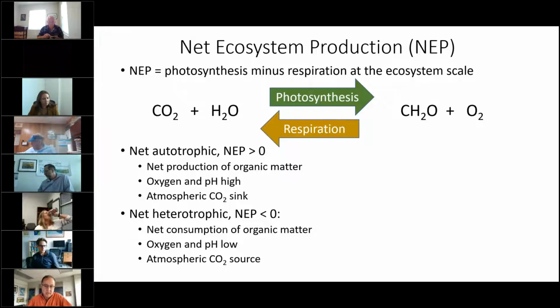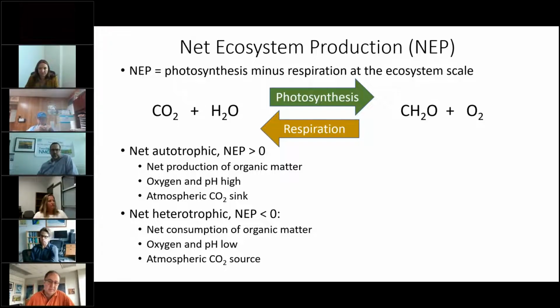When we have a net autotrophic ecosystem, where photosynthesis exceeds respiration and the NEP, net ecosystem production, is greater than 0, then our system is a net producer of organic matter. Oxygen and pH would be relatively high in that case. And in general, that's not always, but in general, the system would be removing carbon dioxide from the atmosphere.